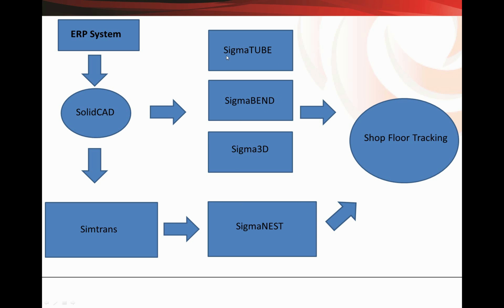So we'll be covering first, after we go through our ERP system and solid CAD to SimTrans, Sigma Tube. We're going to go to Sigma Bend. Then we're going to go to Sigma 3D, and then we're going to hop over into Sigma Nest for flat plate cutting.